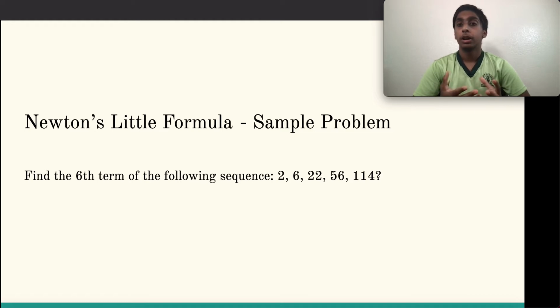Okay, so I'll read the problem for you guys. Find the 6th term of the following sequence: 2, 6, 22, 56, 114. This one shouldn't be too complicated. All you're doing is plugging it into that formula that we learned for the nth term. But make sure to draw the diagram first because that's going to be very helpful. Okay guys, pause the video and go ahead and solve this.